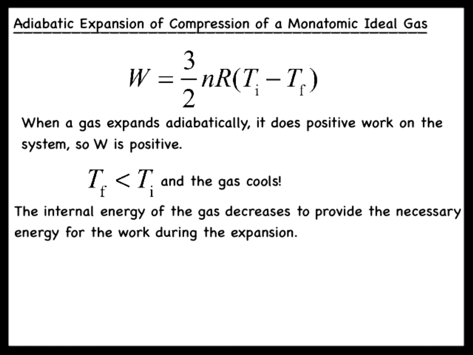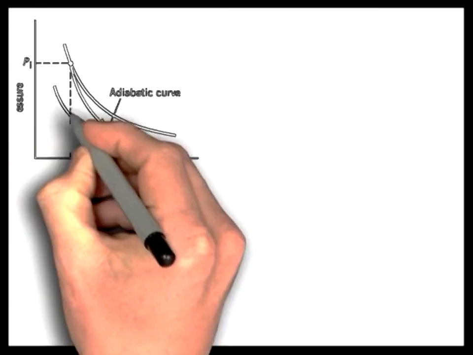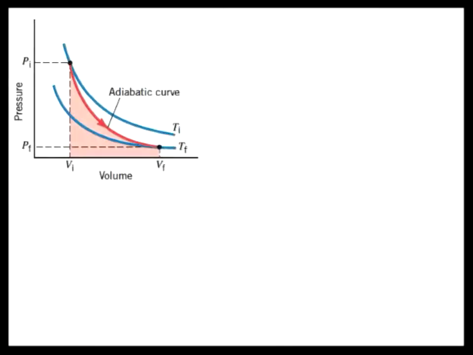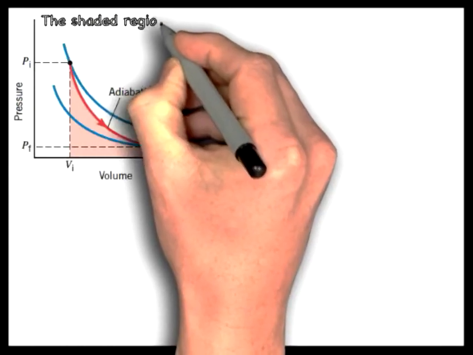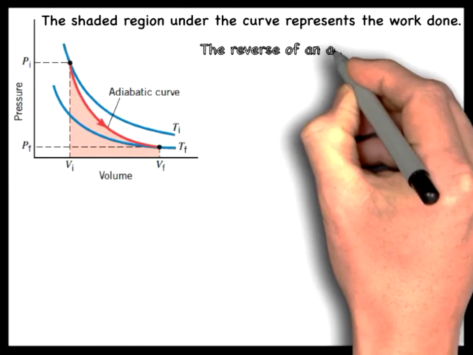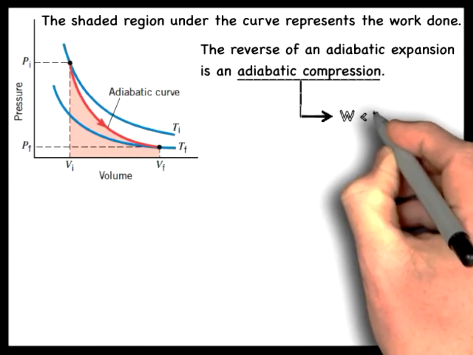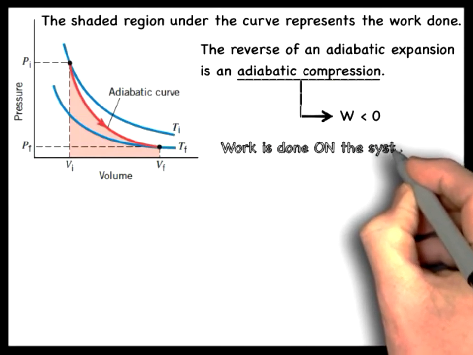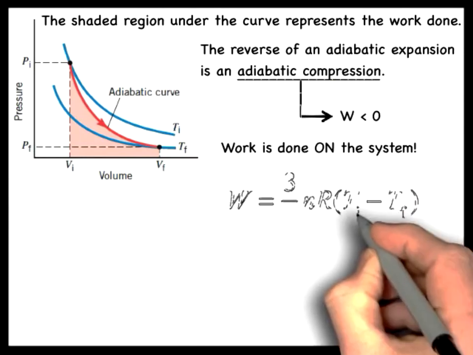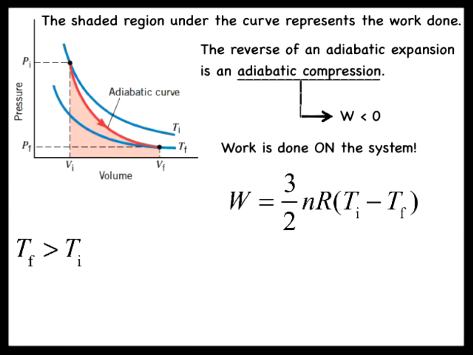The following figure shows a plot of the pressure versus volume curve for an adiabatic process. The adiabatic curve, shown in red, intersects the isotherms, shown in blue, at the higher initial temperature and then again at the lower final temperature. Again, the shaded region under the curve represents the work done. The reverse of an adiabatic expansion is an adiabatic compression, in which W is negative. Now our expression to calculate the work shows that T final must be greater than T initial, or in other words, the gas heats up. The energy provided by the external agent doing the work on the gas goes into increasing its internal energy.